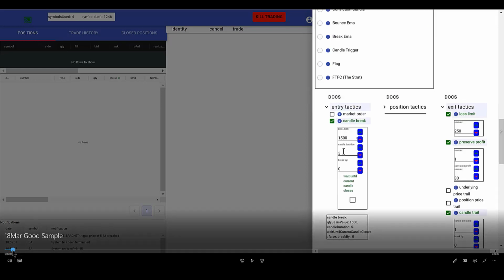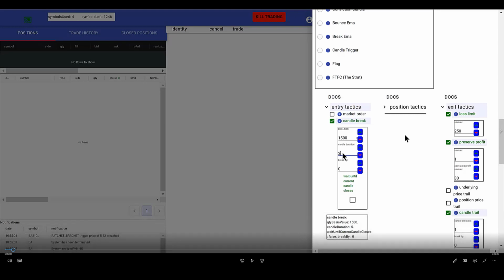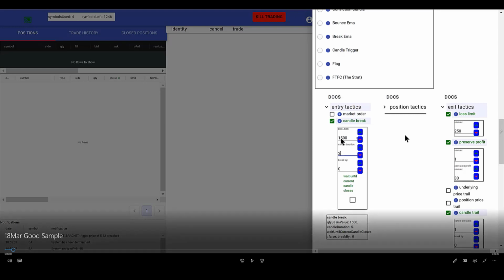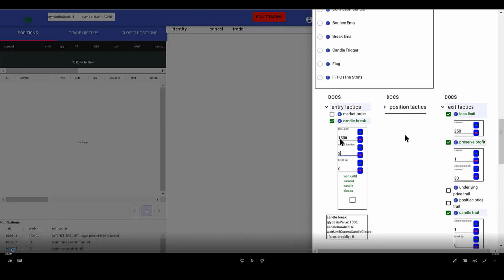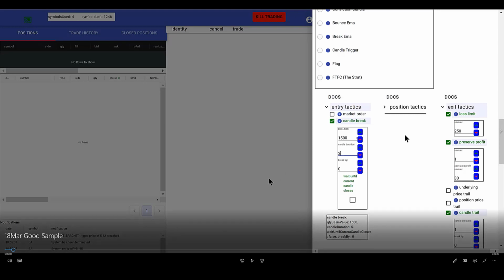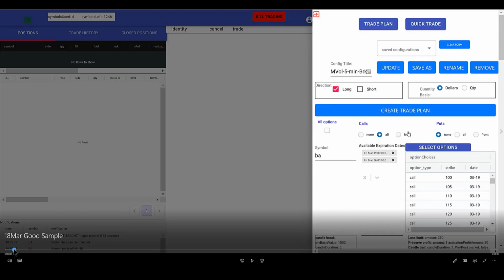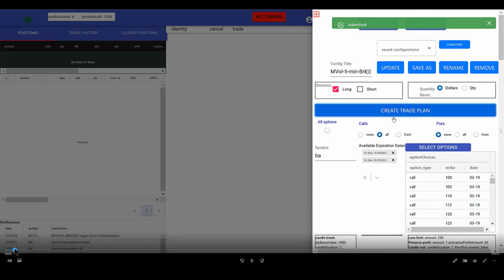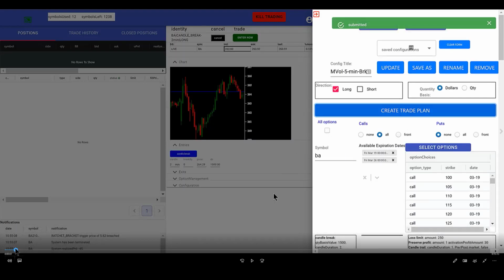You can see here that I am changing the candle duration to 2. So I'm looking for a 2-minute candle duration. And when it breaks, I'm going to buy $1,500 worth of options. And those options are going to be from the expiration and the filters that I just described, and then the tightest spread among those. Okay, so I create the trade plan.